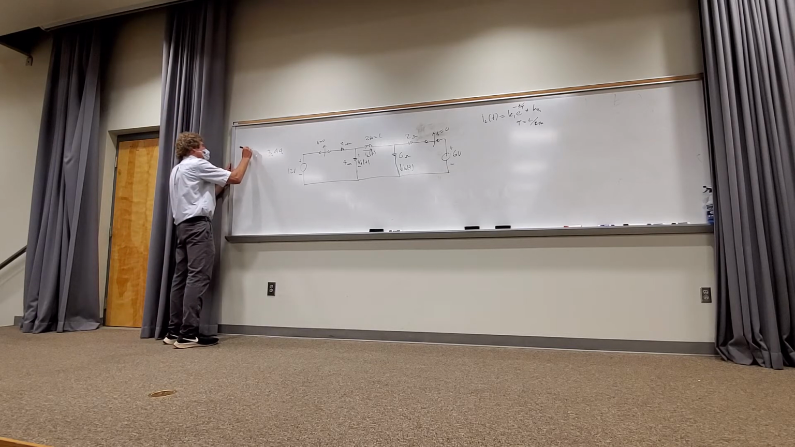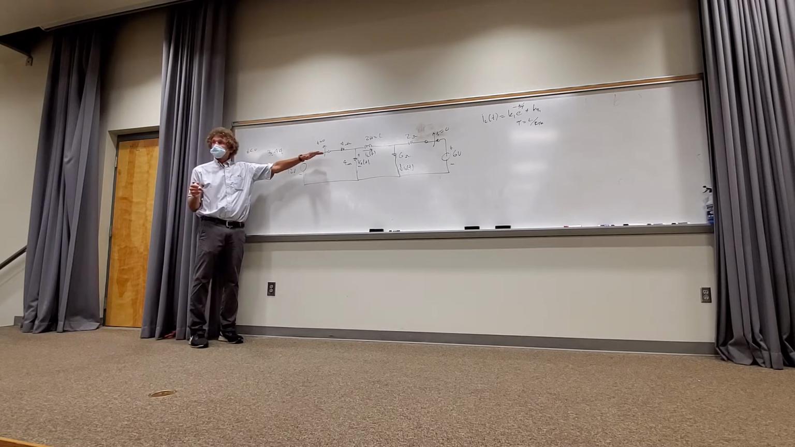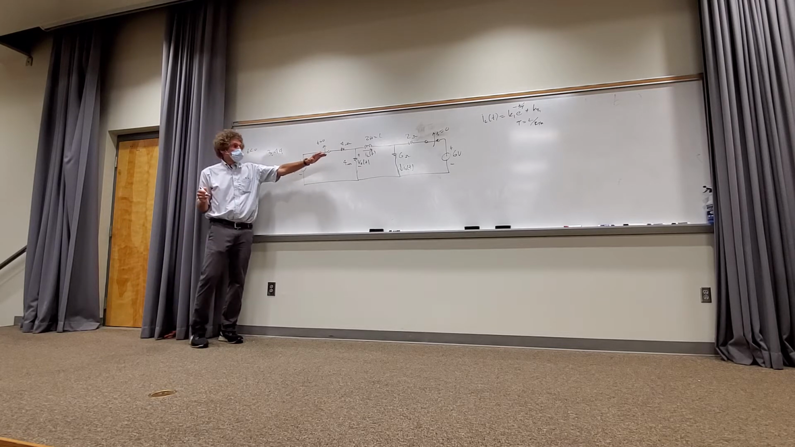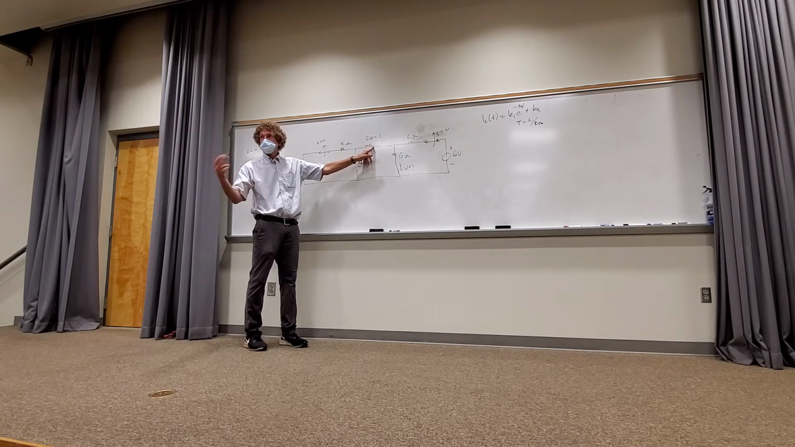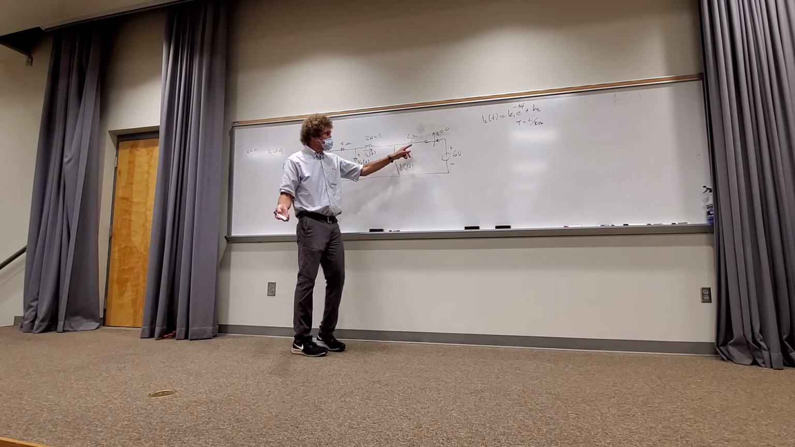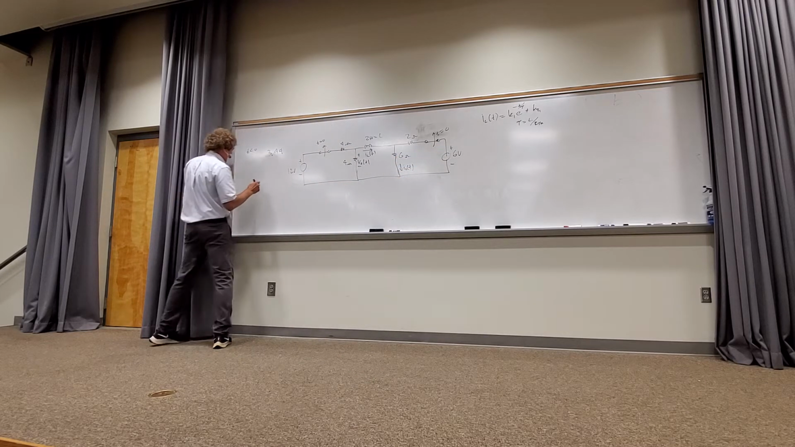So for t less than 0, I want you to just look at this. That switch is closed, right? The resistor is still there. That inductor is replaced by a short circuit, right? A wire, right? That's still there. That's replaced by a short. So here's what the circuit looks like in a nutshell.